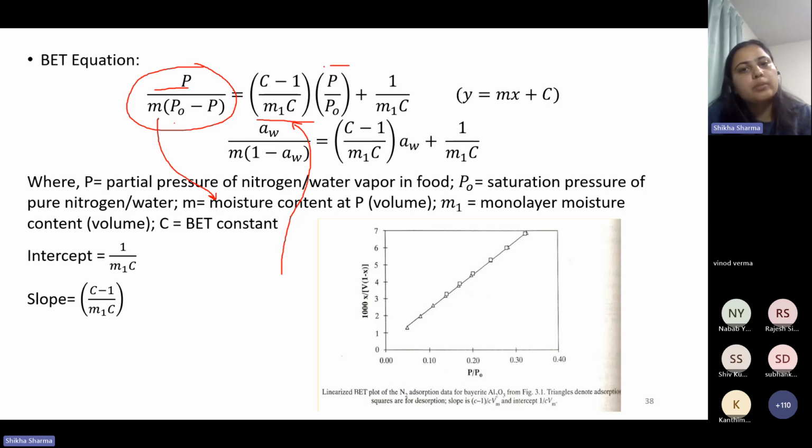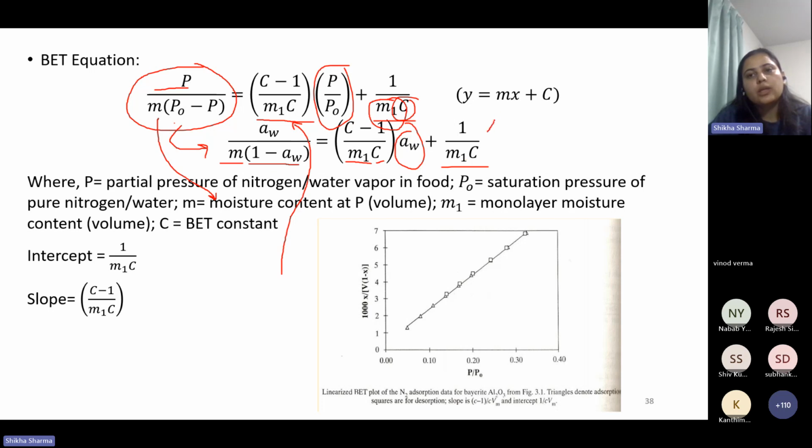Multiply the water activity, which is P by P naught, plus 1 upon M1 C, where M1 is the monolayer moisture content, since we are assuming only the monolayer is forming, not multilayer, and C is the BET constant. Since P by P naught is water activity, we can rewrite this equation as: water activity divided by the volume of the moisture at P multiplied by 1 minus water activity equals C minus 1 upon monolayer volume multiplied by C, whole multiplied with the water activity, plus 1 upon M1 C, which is the monolayer moisture content in volume, and the BET constant.